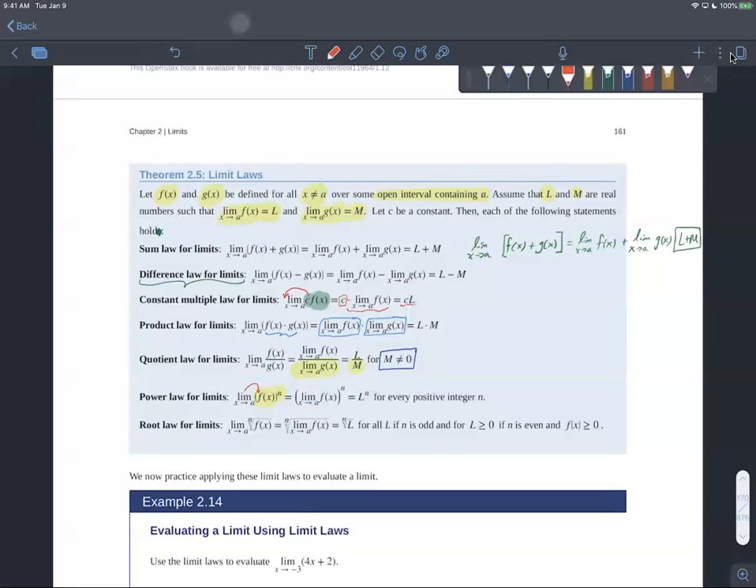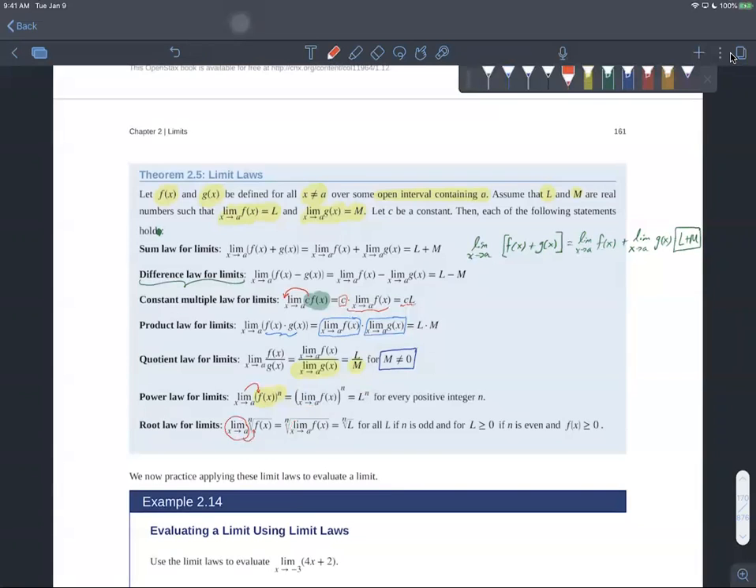And then the root law for limits in a similar way. If we have the limit as x approaches a of the nth root of f of x, we can essentially push this into the nth root. And so now we have the nth root of the limit as x approaches a of f of x. Well, we know this has a value L, so this is just equal to the nth root of L, for all L if n is odd, and for L greater than or equal to 0 if n is even and f of x is greater than 0.